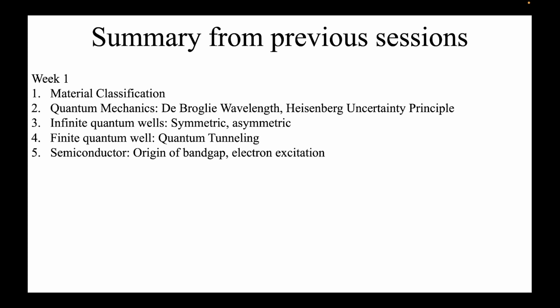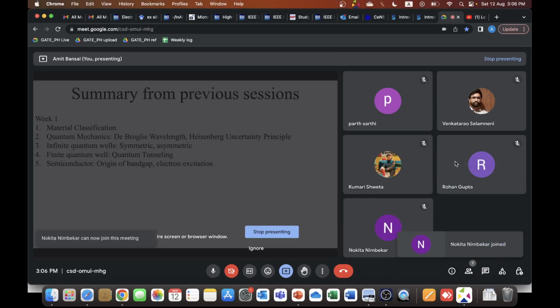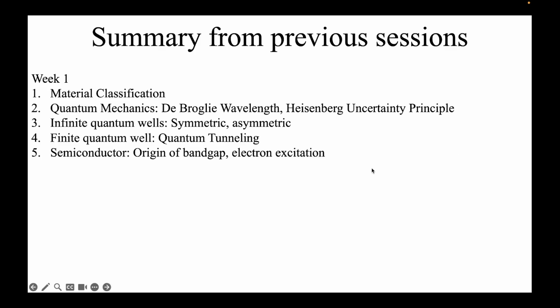Then we solved the time independent Schrodinger equation for infinite quantum wells. In that we saw there are symmetric and asymmetric quantum wells. If you recall, the quantum wells look something like this, right? This is potential versus x. This was 0 to L, and extending to infinity, something like this is the energy plot.